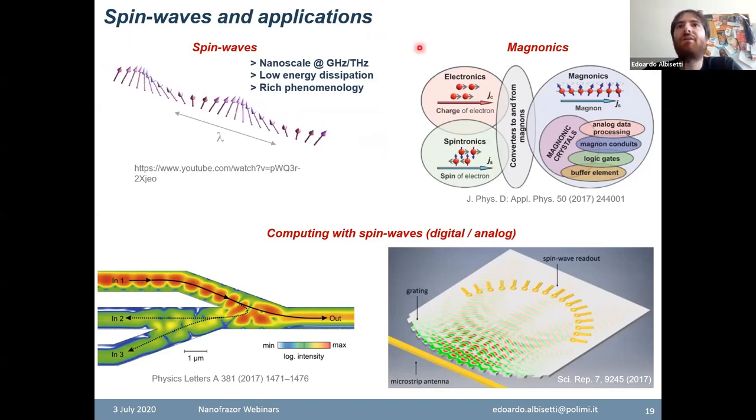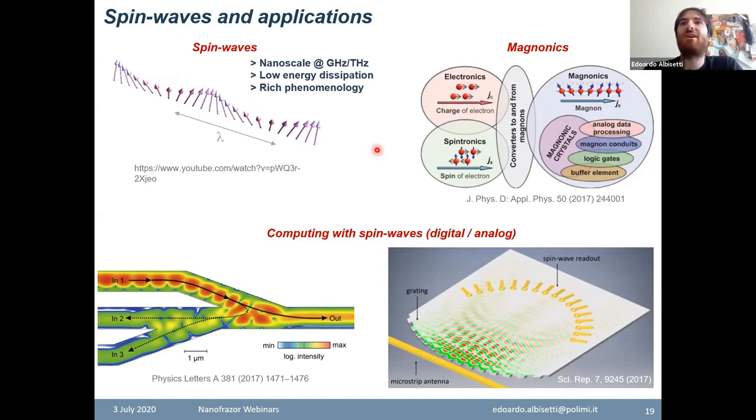And then you have a very rich phenomenology, which is also a drawback in some situations, because it's extremely complex to control all the parameters involved in spin waves to be able to really manipulate them and build devices with them. The phenomenology is so rich that you can sometimes be overwhelmed by all the interactions that are involved in spin waves. One example is that spin waves can interact with themselves.